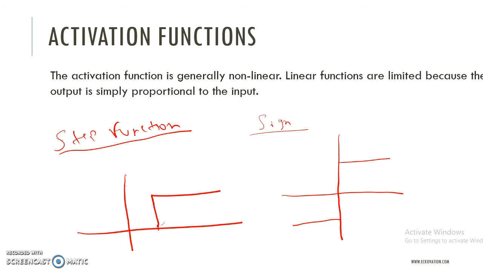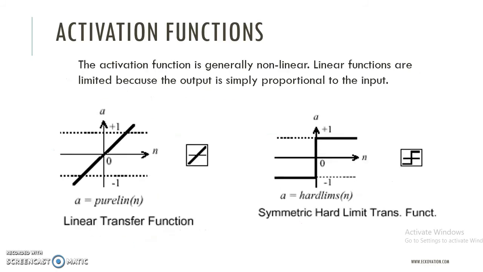Okay, so if it's not clear, I'll let you know with an example. I hope it will be more clear with this example also. So there are linear transfer functions also, symmetric hard limit transfer functions. Basically there are different activation functions, and they depend on the different perceptron. Different perceptrons and their features, whether we are doing back propagation or feed forward. So different algorithms have different perceptron processes, and that's how we use different activation functions also.